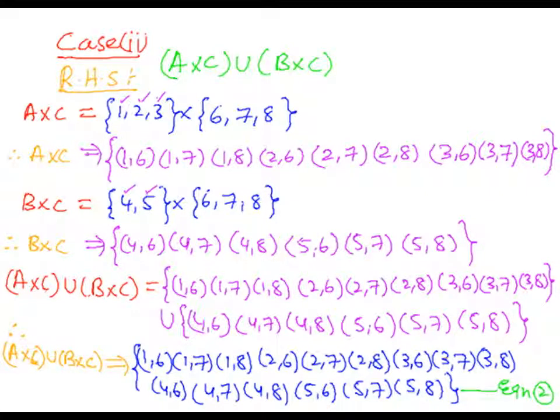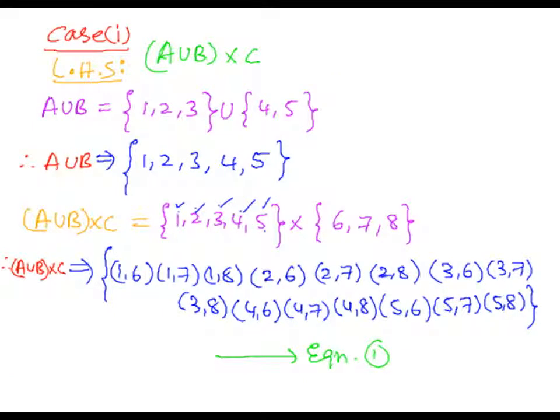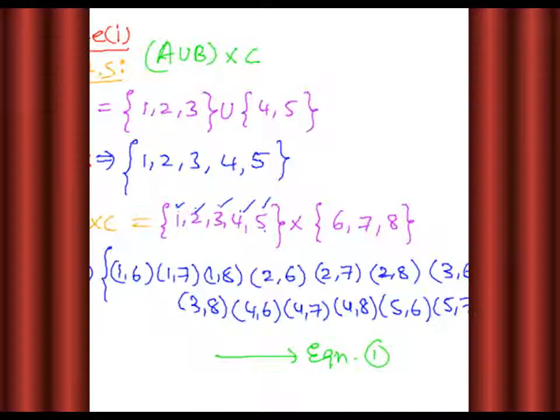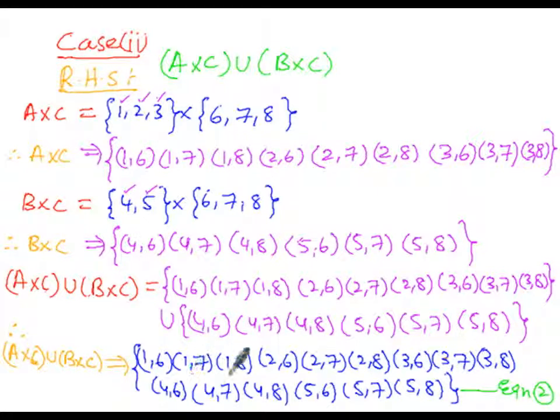In equation number 1, the elements are 1 6, 1 7, 1 8, 2 6, 2 7, 2 8, 3 6, 3 7, 3 8, 4 6, 4 7, 4 8, 5 6, 5 7, 5 8. So it is of 1 2 3 4 and 5. Whereas in the second set, that is equation number 2, the elements are the same: 1 6, 1 7, 1 8, 2 6, 2 7, 2 8, 3 6, 3 7, 3 8, 4 6, 4 7, 4 8 and 5 6, 5 7, 5 8. So it is clear that the right hand sides of both equation number 1 as well as 2 are the same, therefore the left hand sides must be equated.